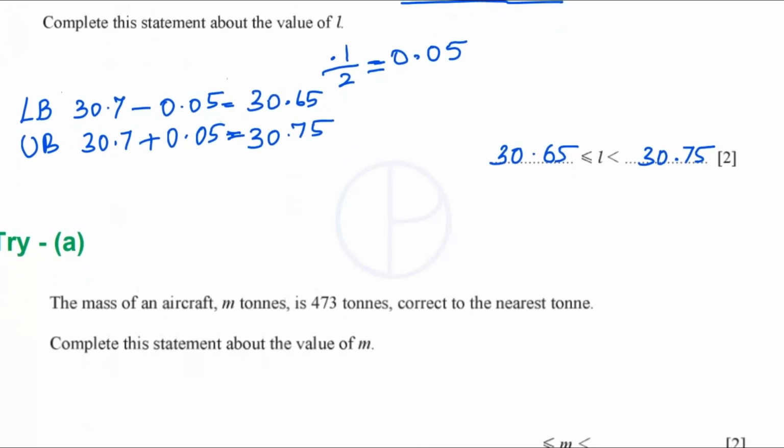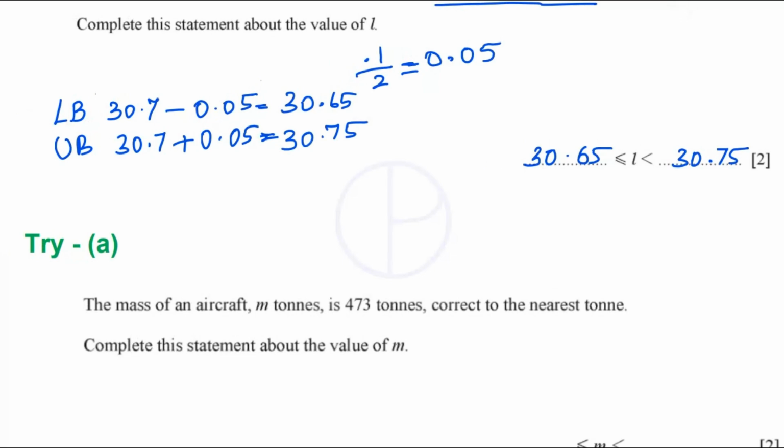Similarly, you can try this question. The mass of an aircraft m tons is 473 tons, correct to the nearest ton. So 1 ton, and 1 divided by 2 is 0.5. Complete this statement about the value of m. So add and subtract 0.5. Try this question and share your answer in the comment section.